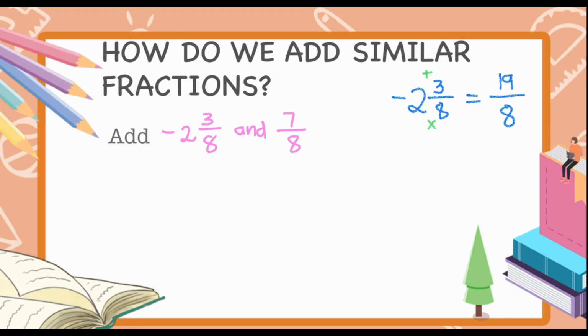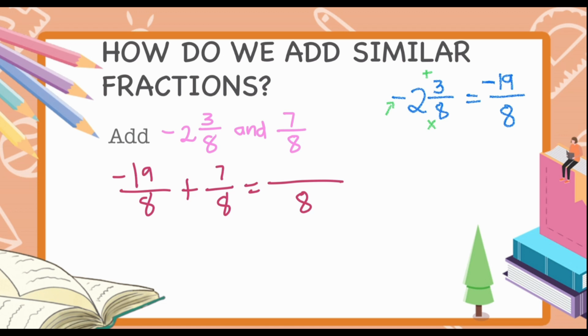But, as you can see, we have a negative sign here. So, may negative sign. You also have to put negative sign on 19. So, we will have negative 19 over 8. Okay? So, na-convert na natin siya into improper fraction. Pwede na tayong mag-add. So, let us write negative 19 over 8 plus 7 over 8. So, first step, you have to copy the denominator. Okay? And then, the next step, you have to add the numerator.